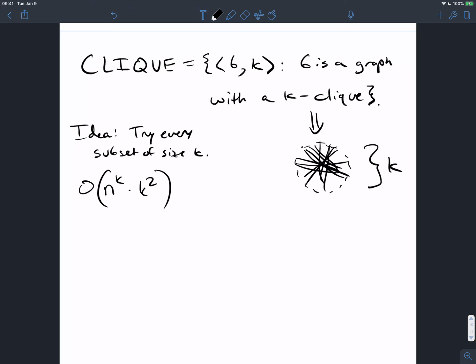Yeah. Not necessarily. K squared is polynomial in k.